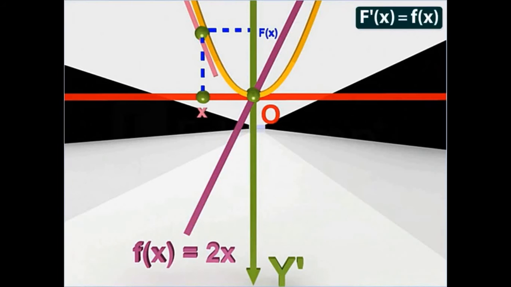As F dash x is equal to f of x, the gradient of the tangent to the graph of capital F of x at point x, F of x, is equal to the value of the function f at x.